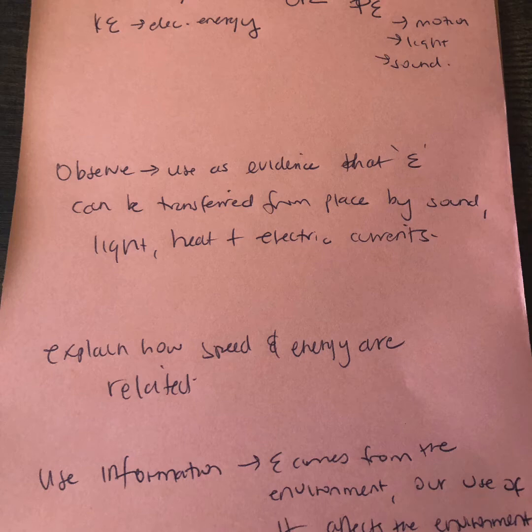So, as you can see, I've gone ahead and summarized the performance expectations in my own words. And the really good thing about doing this step is that it gets you to see what are the key things that kids need to take away, right? It's that energy can be converted from one type to another. It can be transferred, that speed and energy are related, and that energy comes from our environment, and that the way we get energy from our environment affects our environment. Those are the key things, right?